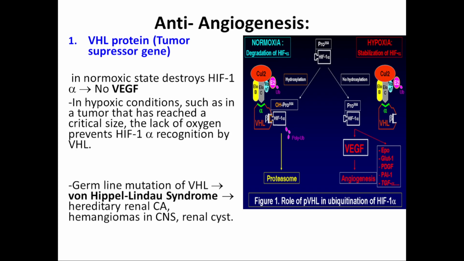They develop renal cancer, CNS malignancies, and renal cysts, which you will see later on when you take ultrasound, God willing. So under normal conditions HIF is degraded through a complex, part of which is VHL. Under hypoxic conditions, activation of HIF-1 alpha leads to production of vascular endothelial growth factor and angiogenesis. Is that clear so far?